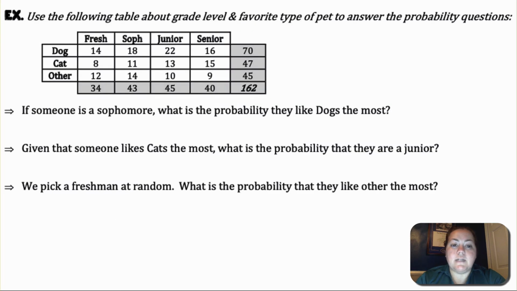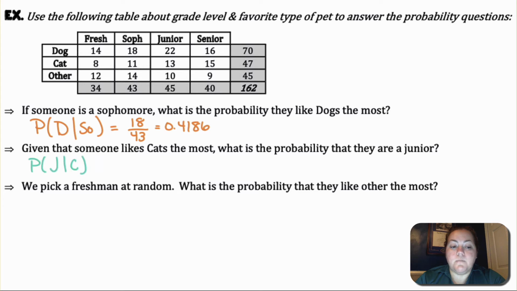All right, use the following table about grade level and favorite type of pet to answer the probability questions. If someone is a sophomore, what is the probability they like dogs the most? So, probability they like dogs given they're a sophomore. So this is out of the group of sophomores, 18 of them like dogs, out of 43 total sophomores. So, 0.4186.